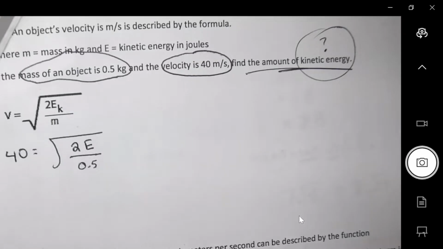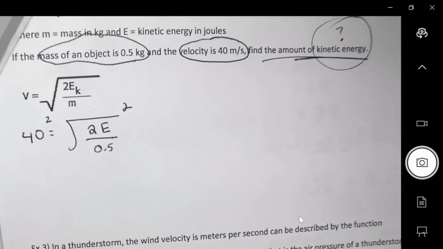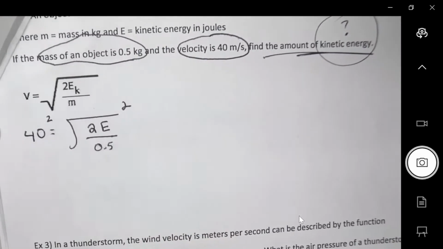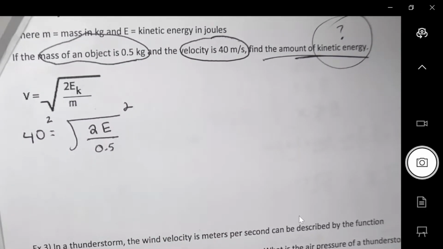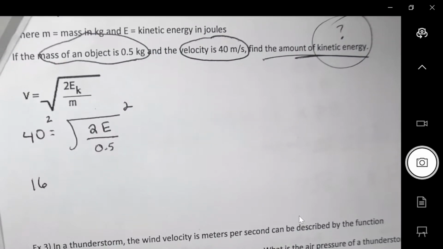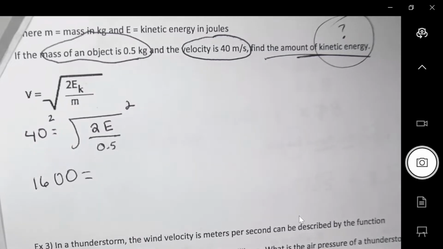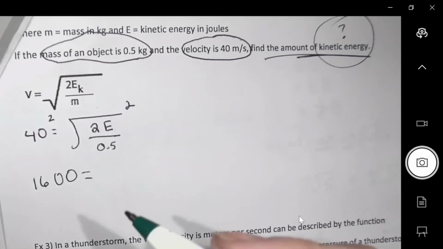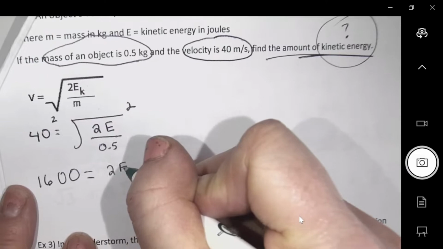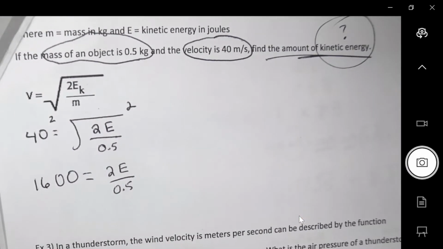Square, because the radical is alone. So I'm going to square. So we can do this without our calculator. What's 4 squared? 16. And if you square with 1 0, it makes 2 zeros. And then the radical is now gone. We're going to do this whole thing without a calculator.